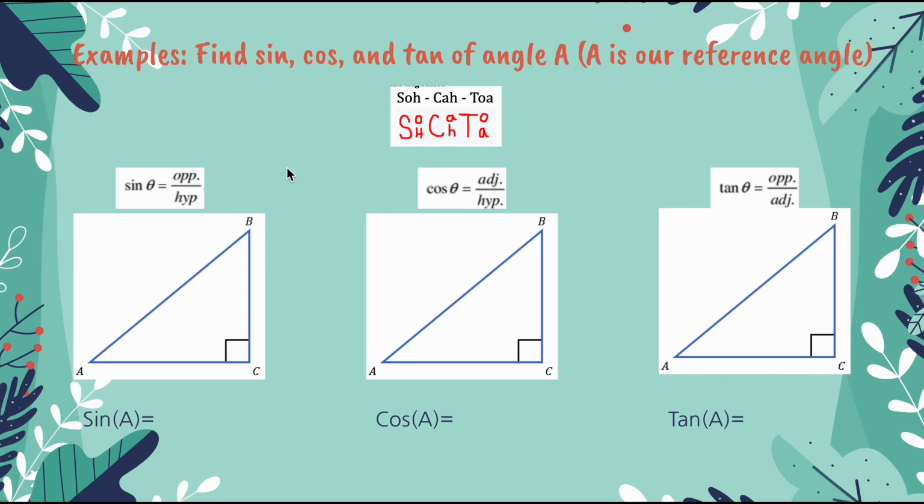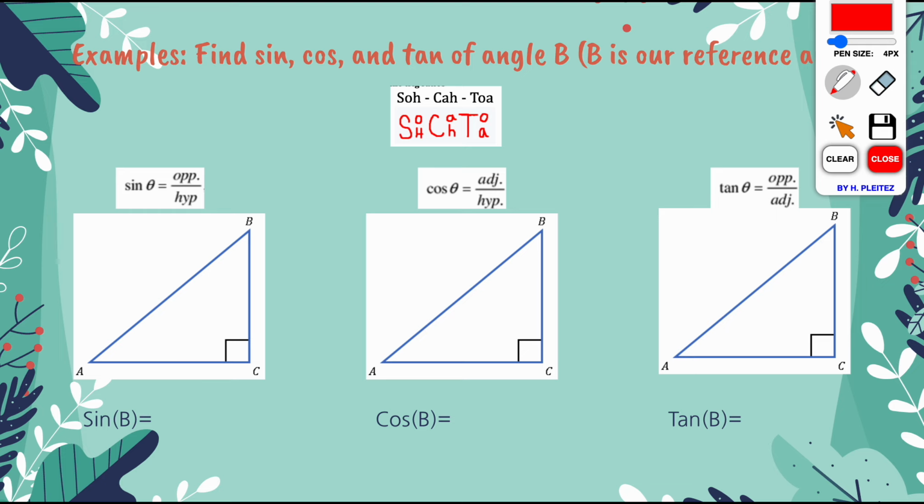Now in these next examples, you guys are going to see how the reference angle affects the opposite and adjacent sides. So in this case, we're going to be using angle B as our reference angle for all of them, but we're still going to find sine, cosine, and tangent. So angle B we want to label as our reference angle.